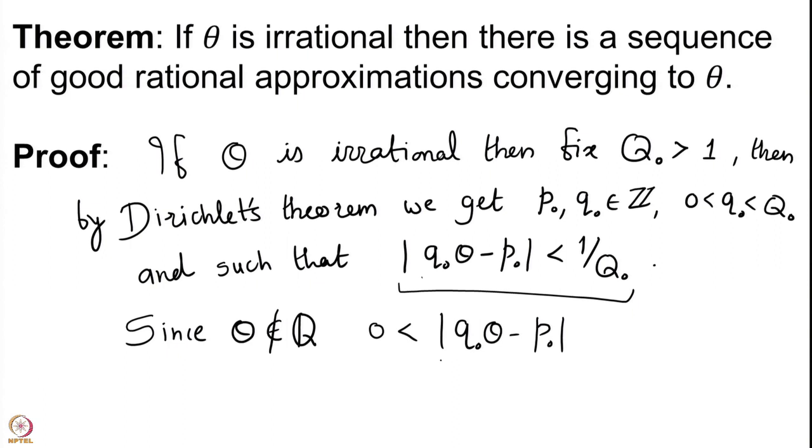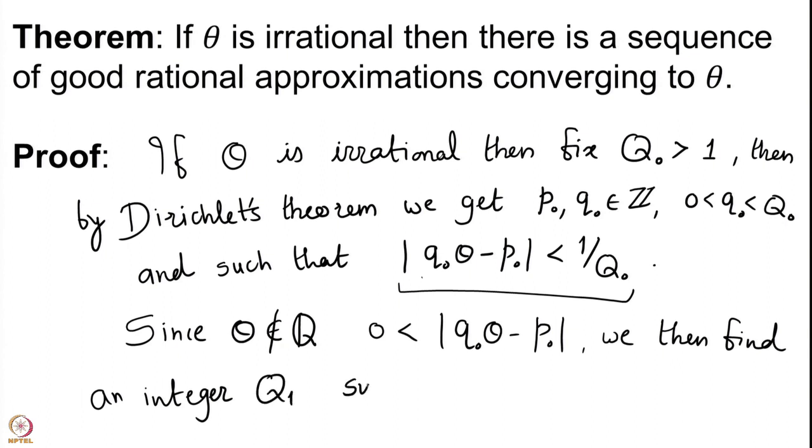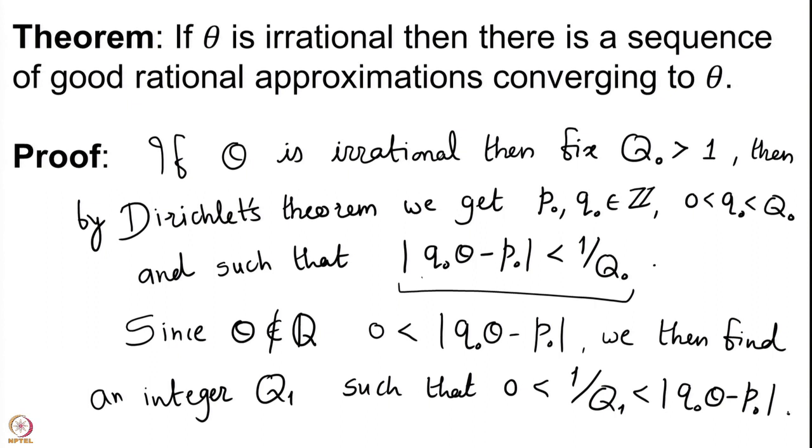Now, given this inequality, we then find an integer q1 such that 0 is less than 1 upon q1, which is less than mod q0 theta minus p0. So, we have inserted this 1 upon q1 between 0 and the modulus q0 theta minus p0. Now, this q1 is an integer and we can apply Dirichlet's theorem once again to the real number theta and the integer q1.